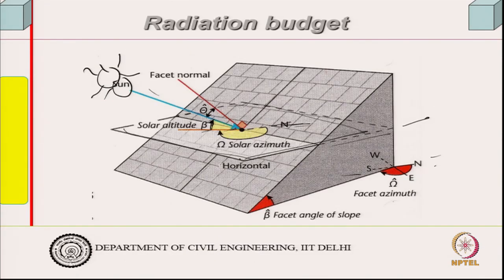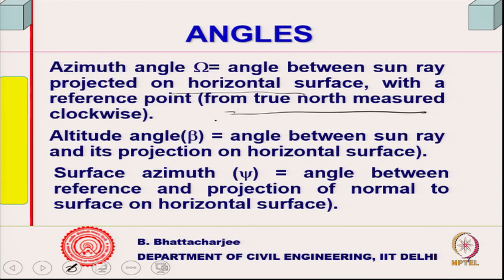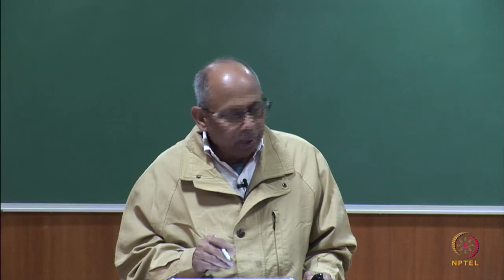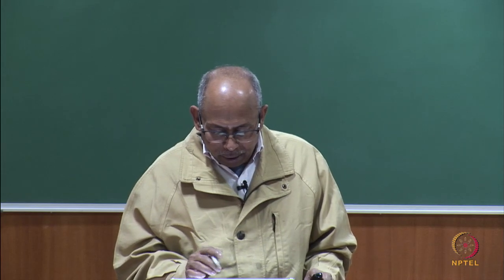So, this is the projection of the sun ray onto the horizontal surface and this is the sun ray. This is your altitude angle. Okay, there are some more angles, although I may not be using them. Surface azimuth, which I may not require here, but I just thought I would give their definitions.